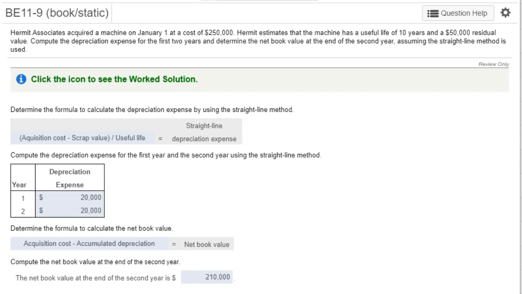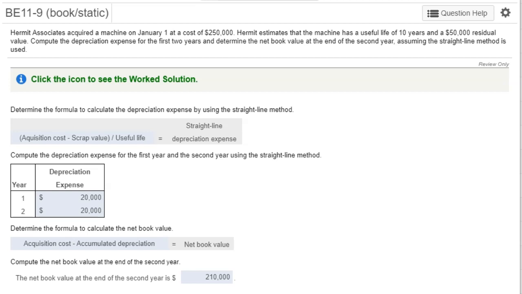Hello class. In our textbook we study 3 different methods of depreciation. So I'm using a simple example that is similar to what you have on your homework, and we're going to go through each one of them with the formulas. The first one is straight line, which is the easiest of the 3 methods.